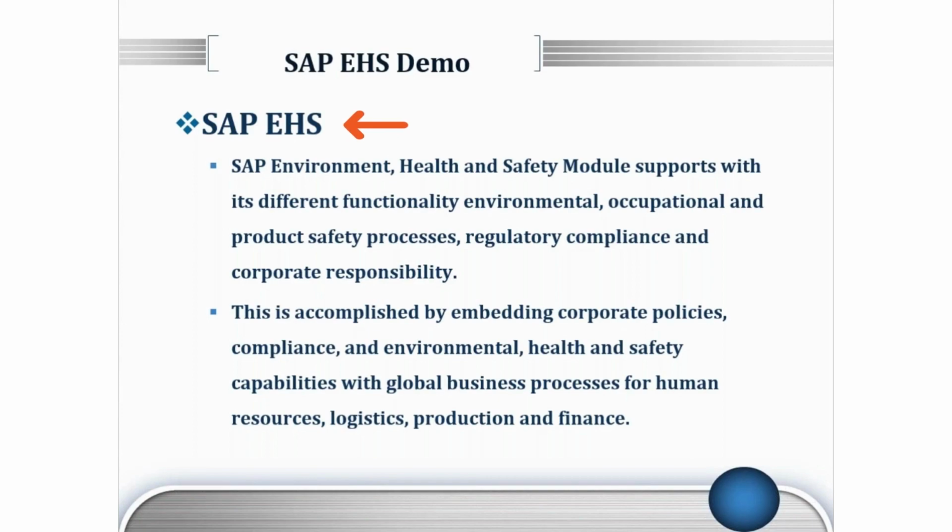It helps us in complying with our environmental, occupational, product safety processes, and regulatory compliance. It helps us to fulfill all the requirements from the regulatory perspective. And even as an employer, you are responsible for the health and safety of the employees who are working in your company. So this is basically going to address those issues. Secondly, how does it achieve these things, or how can we improve our EHS management system?